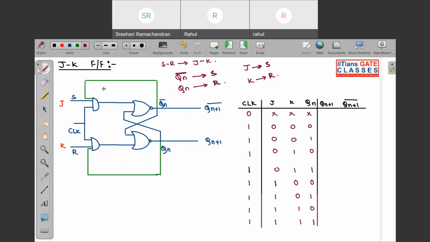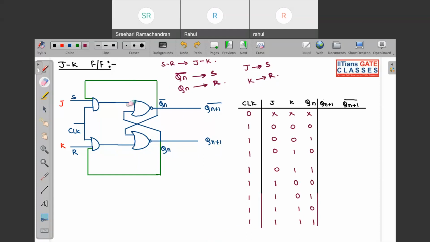See, this is SR flip flop. If I don't have this, this is the normal SR flip flop. So for converting it to your JK flip flop, I need to have this feedback. Basically your JK flip flop is what? It is your feedback. We have a feedback. You will see. Why we have this flip flop? What is the use of this flip flop? We are going to see that.